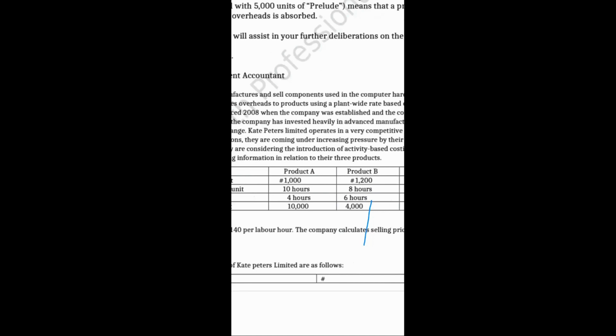Go to product B. What is your cost per unit? 2,560. Now, your profit is 25% of 2,560. 640. That is unit profit. Then your selling price is equal to cost plus the profit, selling price per unit. 3,200. Great.